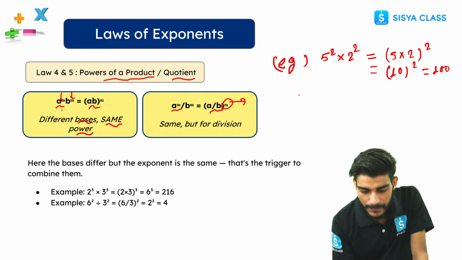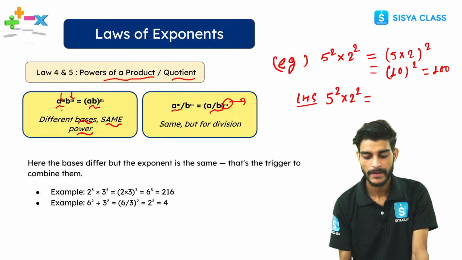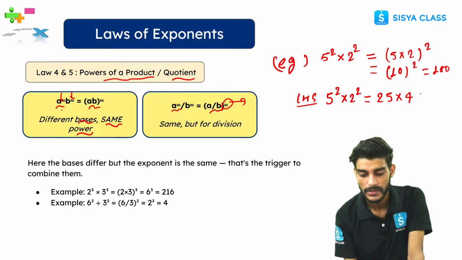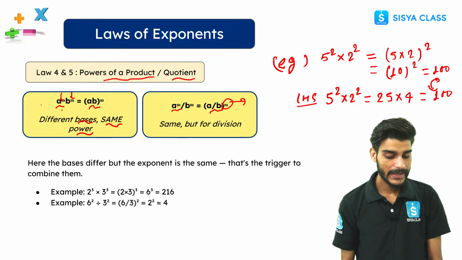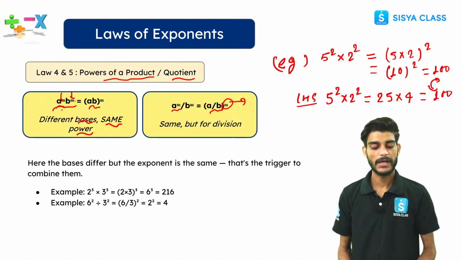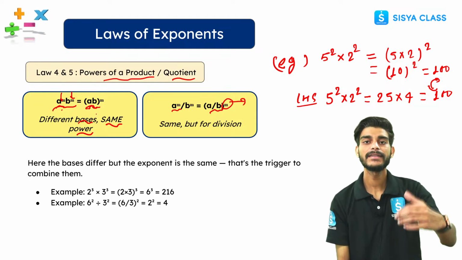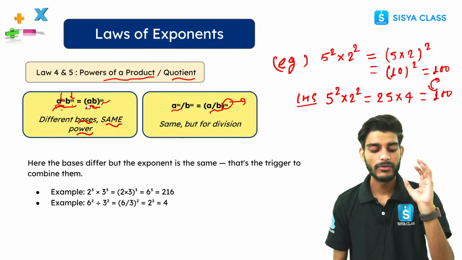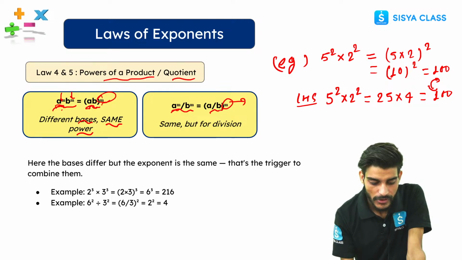Now let's solve the LHS part, 5 raised to the power 2 into 2 raised to the power 2, without using the property. 5 raised to the power 2 is 25. 2 raised to the power 2 is 4. So 25 into 4 is once again 100, which means the property is correct. So a raised to the power m into b raised to the power m: take the product first and then take the power. Instead of finding them separately, you can simply take the product and find the power. The same way you follow for division as well.